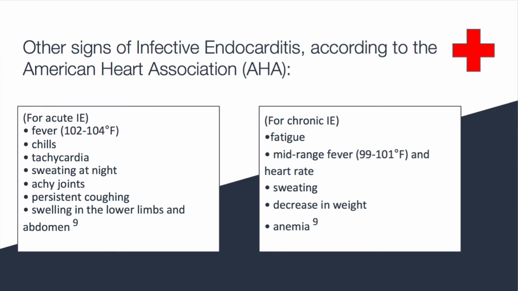On this next page, we have some other signs and symptoms from the American Heart Association. I won't name these all, but they're more of the overarching potential signs someone might come in with, especially for acute IE, or sudden onset, versus chronic. And these include a fever, chills, rapid heartbeat, sweating, and achy joints.